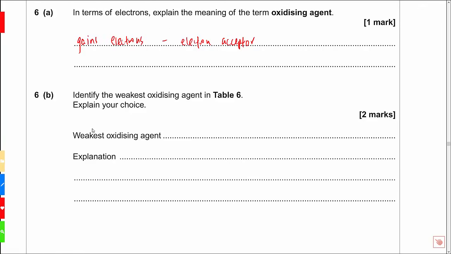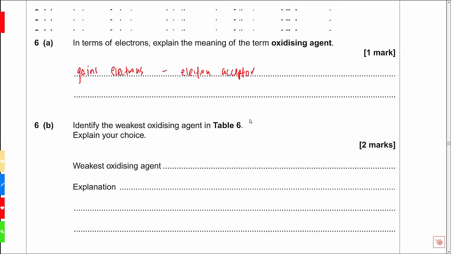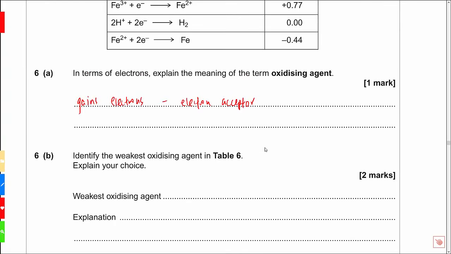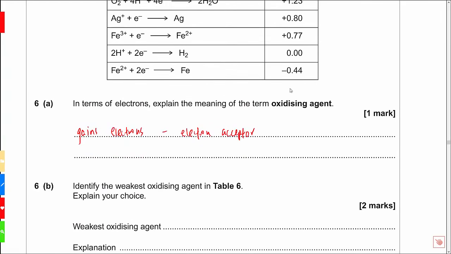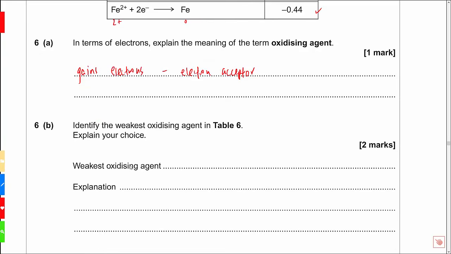Right, the weakest oxidizing agent is the one that's less likely to be reduced. The less likely to be reduced is going to be the more negative value. So the most negative value is down here in the iron half equation. So it's going to be this one. Now again, the reduction would be going from the 2 plus form to 0. So the weakest oxidizing agent would be Fe2+.